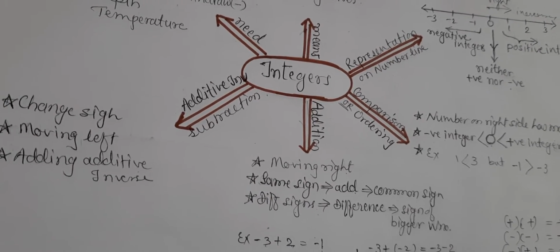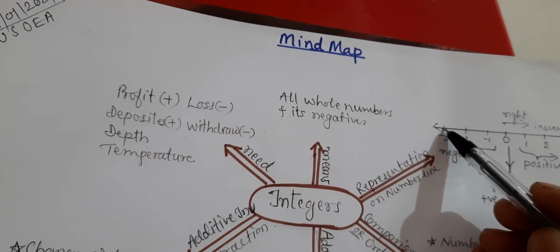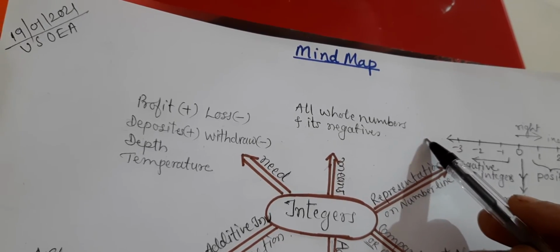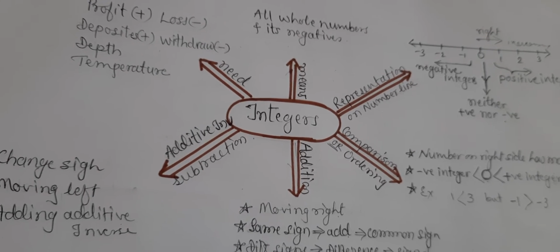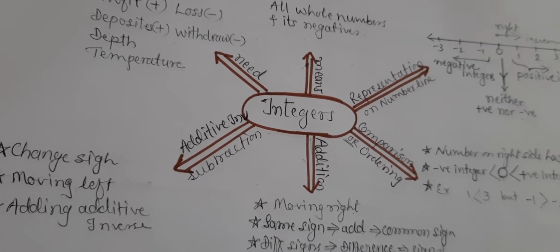Now minus 3 minus 2, on a number line, here it is minus 3. We have to move to the left because negative 2 is given. And what will we get? We will get minus 5.